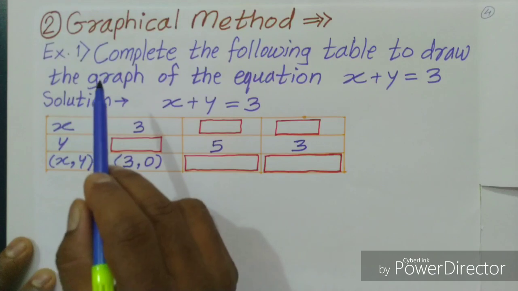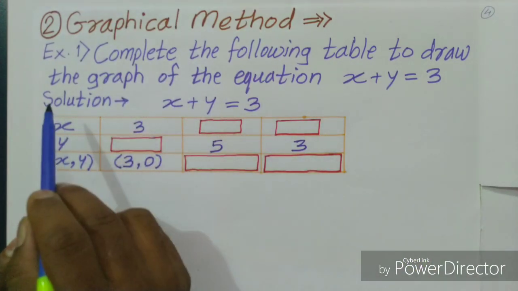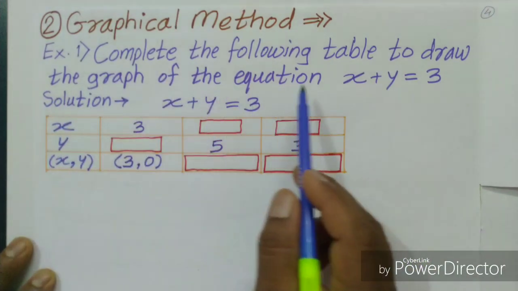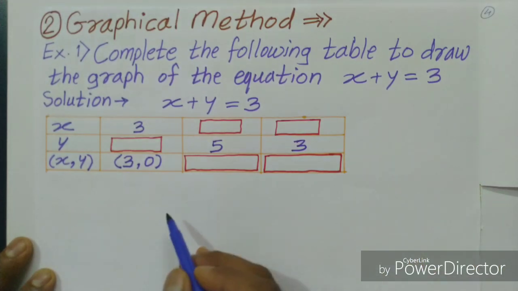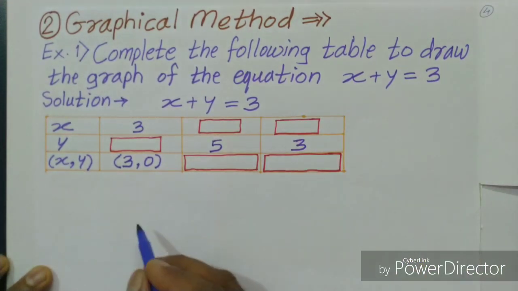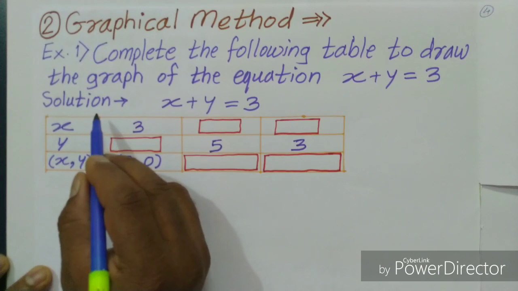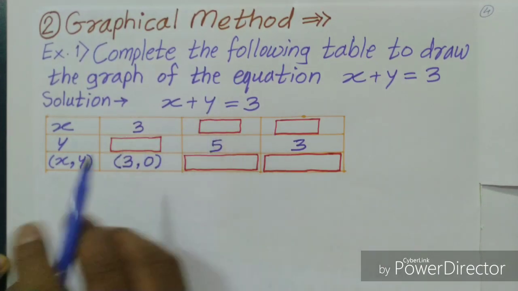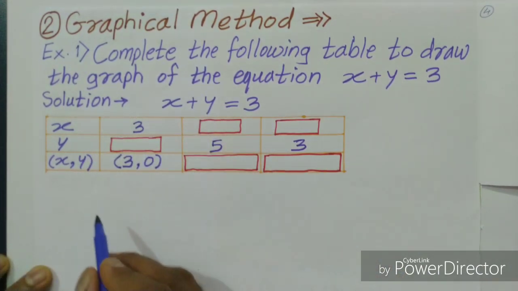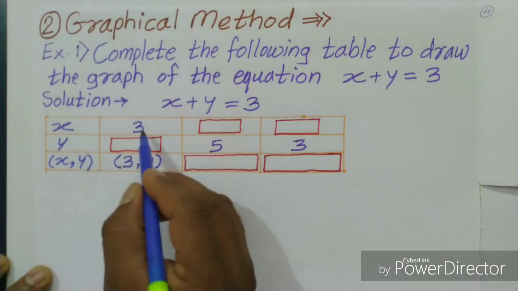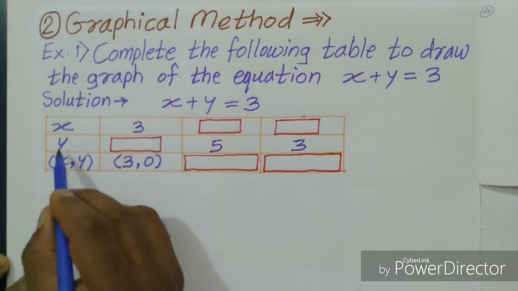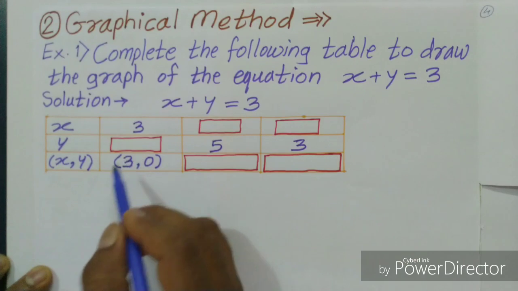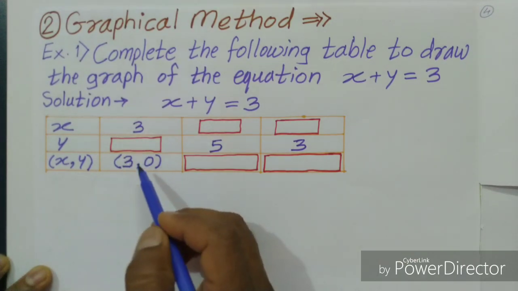The second method we discuss here is the graphical method. Example first: complete the following table to draw the graph of the equation x plus y is equal to 3. In the solution, x plus y is equal to 3, and in the table some values are given. Find the remaining values and write the answer.